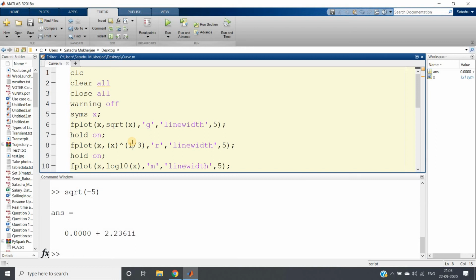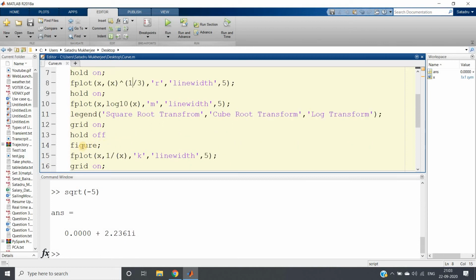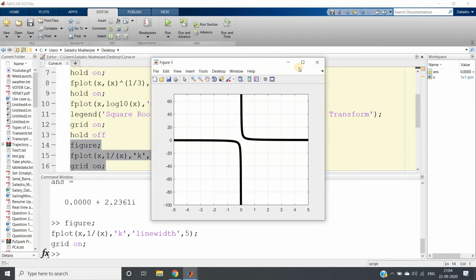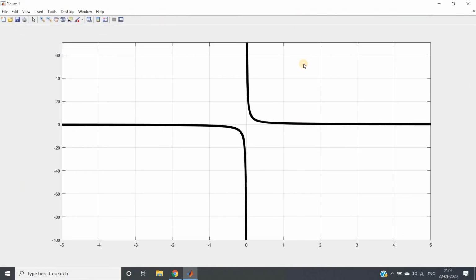Now coming to another transformation which I have discussed, that is reciprocal. For reciprocal I have written these 3 lines of code. Figure, plot x comma 1 by x. 1 by x is basically, I hope you can understand, the reciprocal of x. Plotting that with black color, line width 5, grid on, in a new figure window. Control A, just select that part and evaluate selection. What are we getting? We are getting this kind of graph, right?